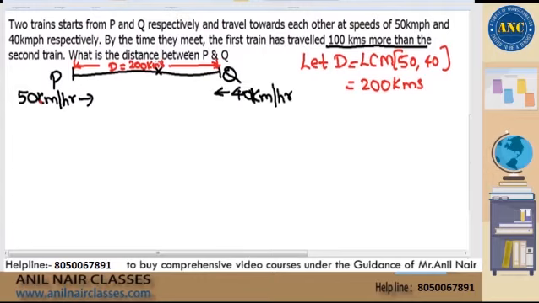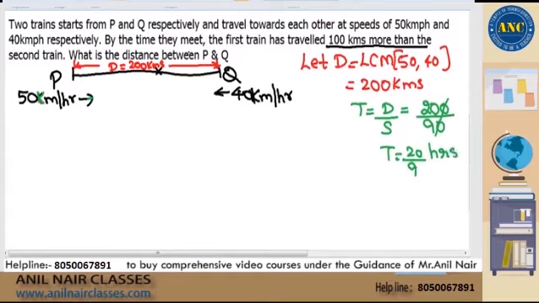Now, listen to this carefully. If I assume it as 200 kilometers, can I say that both the trains are starting at the same time? Speed is equal to distance by time. Time is equal to distance by speed. Distance is 200 kilometers. Speed is the addition of the speeds because they are in opposite directions. 50 plus 40 is 90. So 200 by 90 is 20 by 9 hours. That means they both will travel for 20 by 9 hours. I hope it is clear.